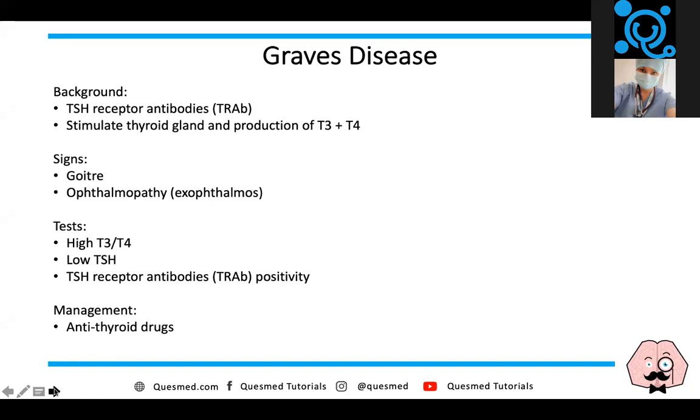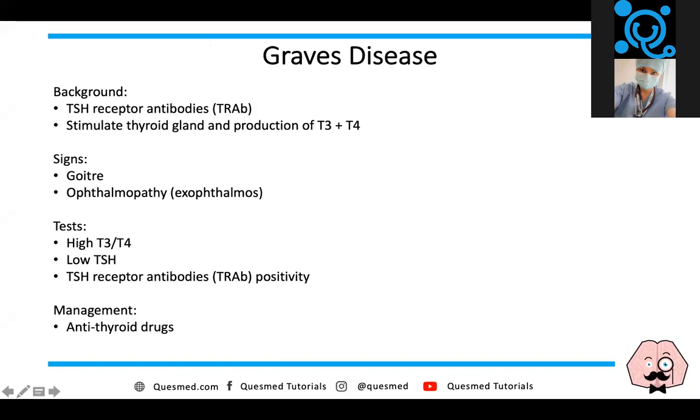Remember also the specific eye signs of Graves, those sticky out eyes, that exophthalmos. And Graves' disease is also associated with a goiter. In terms of testing, Graves' disease will have a high T3, T4, a low TSH, and you will have a positivity for those TRAB antibodies. And management generally is with anti-thyroid drugs.